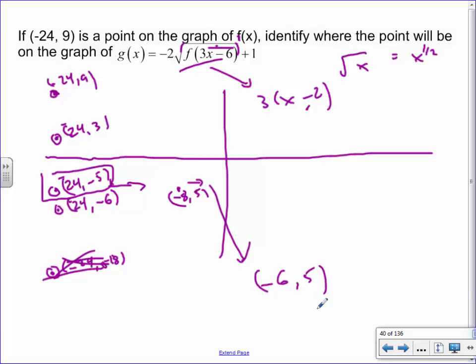I'll say that train of thought one more time. 24, 9. 9 gets square rooted down to 3. Times it by negative 2 to drop it down to negative 6. And the plus 1 pulls it back up 1 to minus 5. So that accounted for the negative 2, the square root sign, and the 1. Those are all things that happen vertically. Then things that happen horizontally, we squished it in 3 times. We did not slide it over 6, though. We only slid it over 2.